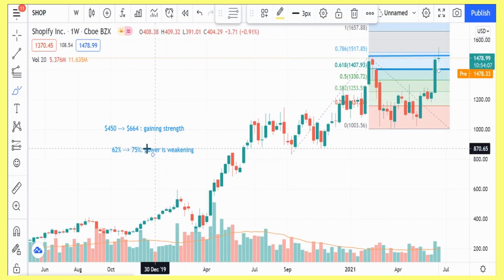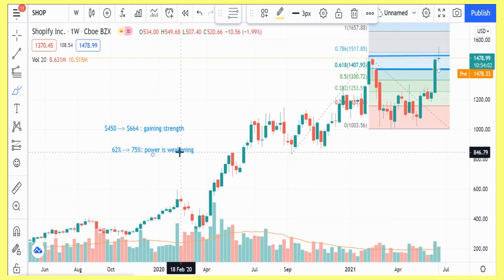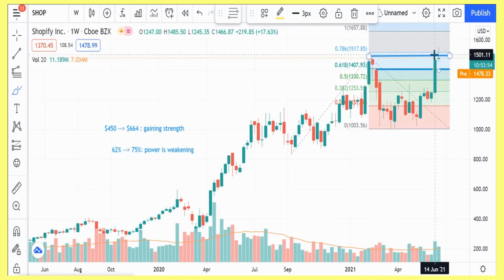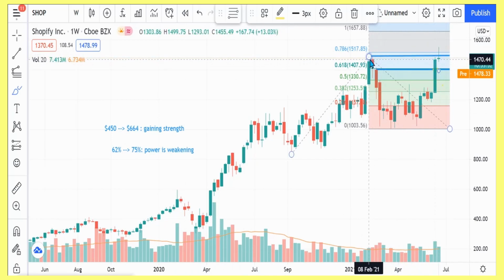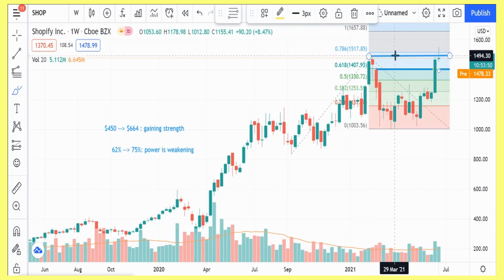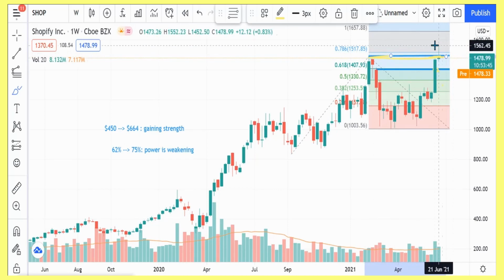The power in this particular trend is weakening. So I suggest you be cautious in trading this particular stock unless the price can move in a strong manner after this top hurdle that we have here. Once this hurdle is breached, then probably you can take a trade move.